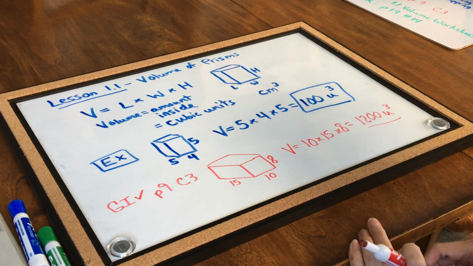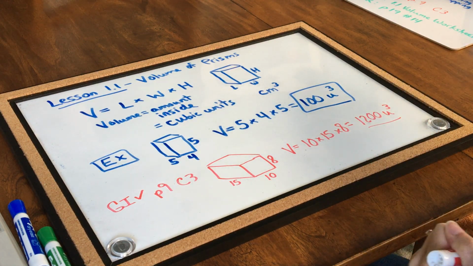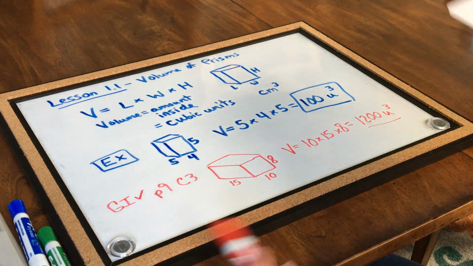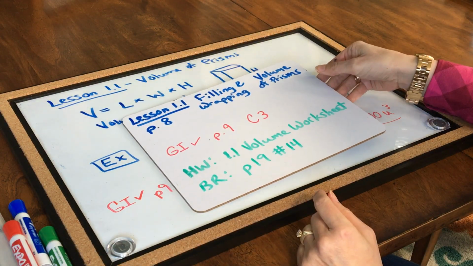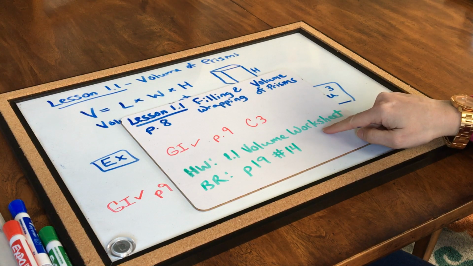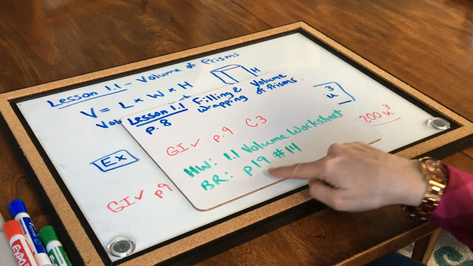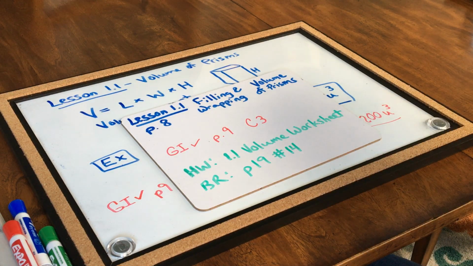Okay, that's it. This should be a nice, easy review day for you, you guys. Remember, your homework for today is the volume worksheet of prisms 1.1, and your bell ringer is page 19, number 14.